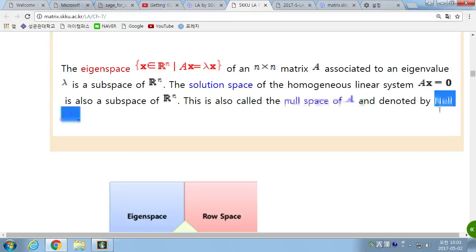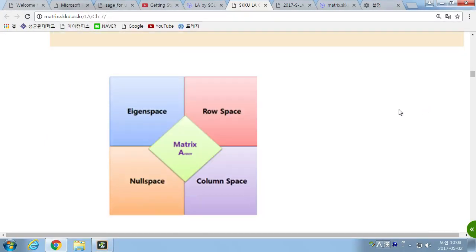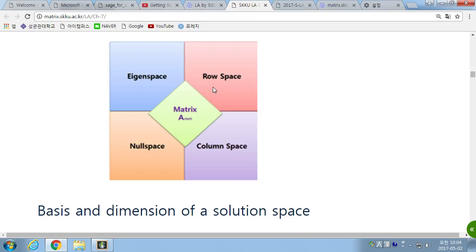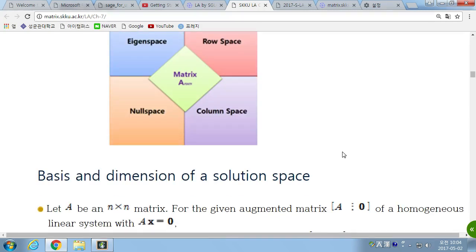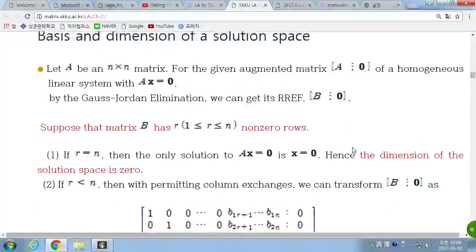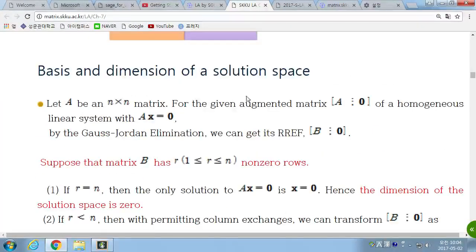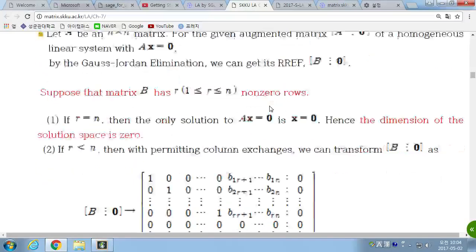Null space can be written as this. So suppose you have a matrix, then you can think of the row space of A. You can think about the span of columns, which is the column space. You can think about several eigenspaces, and you can think about the null space. So for a matrix, you can have several kinds of subspaces. Okay? Here, basis and dimensions of solution space first.